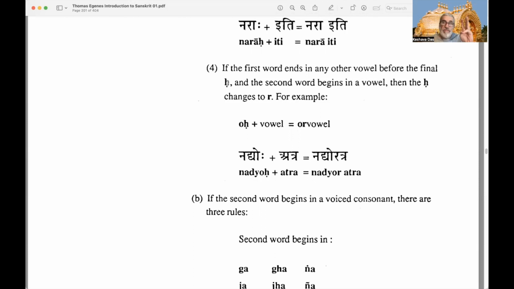So we've got three rules of Visarga Sandhi that we've covered so far. The fourth thing is, what if the Visarga at the end of the first word follows some other letter, other than short A and long A? So that's what we have to cover.